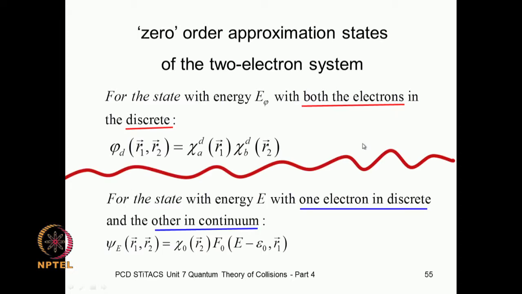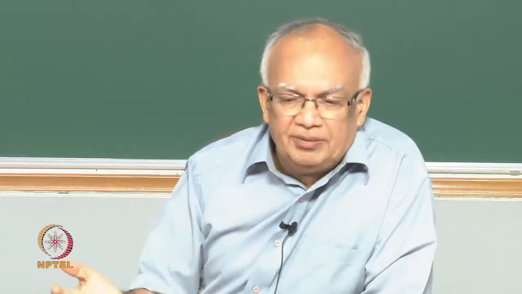Now what if one of the electrons is in the continuum? Now if one of the electrons is in the continuum, then one electron state is represented by the bound state, which is chi, and the other will have an energy which is E minus epsilon 0 with a position coordinate r1. So you still express the two electron wave function as a product of the two wave functions, one for the discrete state and the other for the continuum.